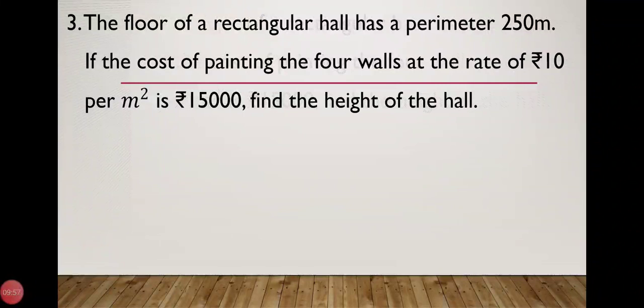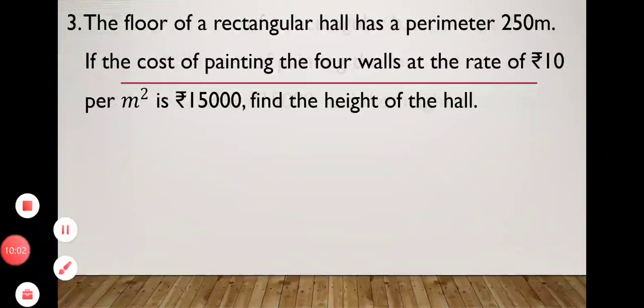Question number 3. The floor of a rectangular hall has a perimeter 250 meter. If the cost of painting the four walls at the rate of rupees 10 per meter square is rupees 15,000, find the height of the hall. Now, here it is given that the perimeter of a rectangular hall is 250 meter. Now you know that perimeter of rectangle is given by twice (L plus B). We don't know what is the length here, what is the breadth here, and we have to find the height.